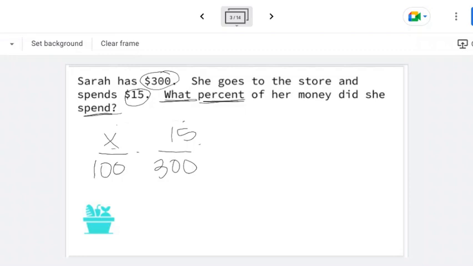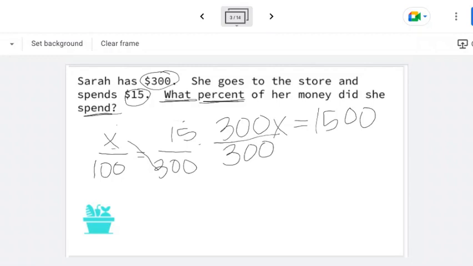Once we have it set up, right, we can set them equal, and then we can cross multiply. 300 times x is 300x. x equals 15 times 1, 15. And we got 2 zeros with that 100. Okay, now we have an equation.